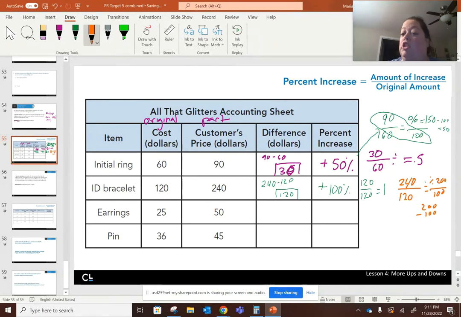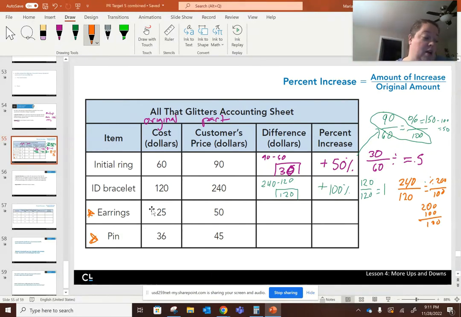All right. So now you have these two. I want to know the percent increase for earrings and pin. You can do this either way, whichever way makes the most sense to you, or that's the easiest for you. All right. So go ahead, pause the video, get those answered and checked.